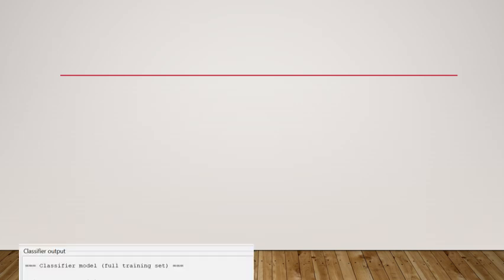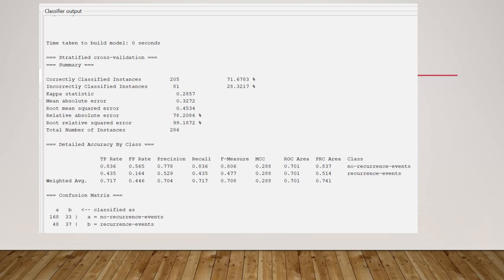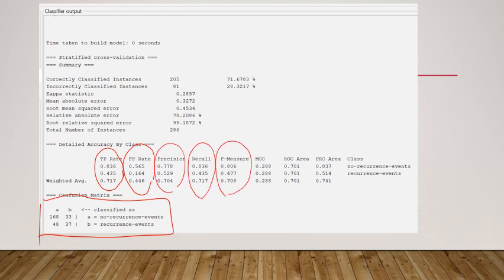And then also, the next part is the classifier model full training set, which displays the performance of the naive Bayes classifier in each of the following attribute cases. And then we also have here the classifier output. The classifier output also displays the stratified cross-validation summary on the evaluation of the performance of the classifier. So to better understand what was being displayed, we better have a clear understanding about the confusion matrix. We have here the confusion matrix at the bottom. And the TP rate, we have the TP rate here, and then the FP rate here. The precision, the recall, and the F measure are also known as the F1 score.